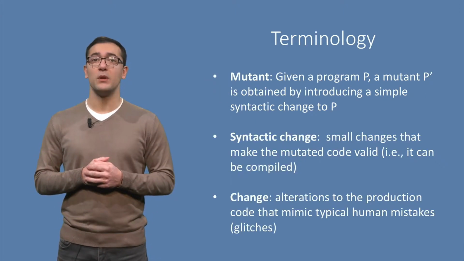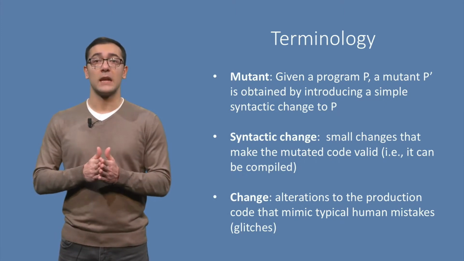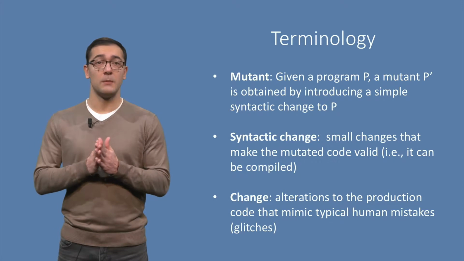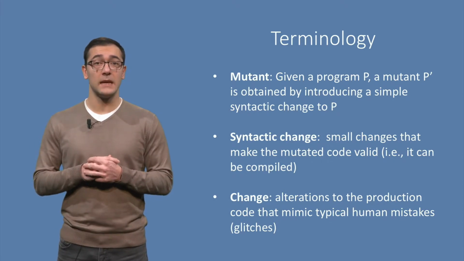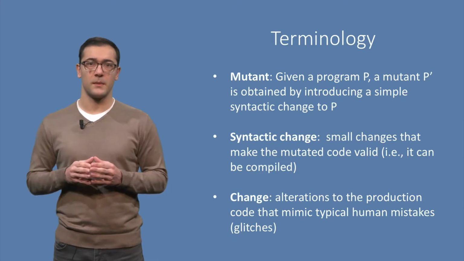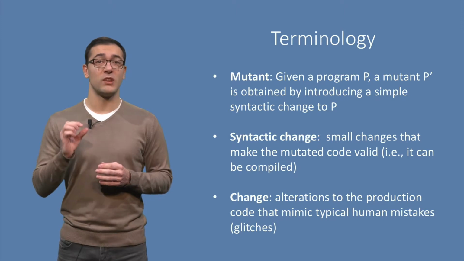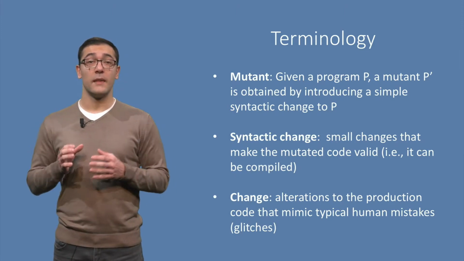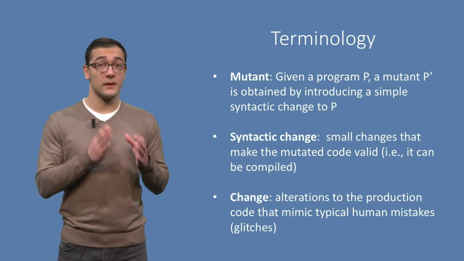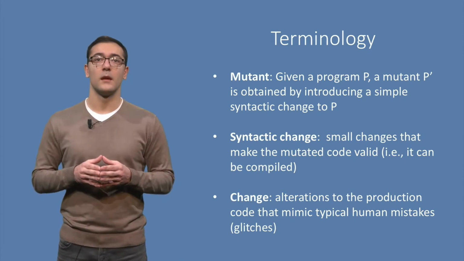Therefore, a mutant is typically defined as follows. Given a program P, a mutant P' is obtained by introducing a simple syntactic change to the program. Here, a syntactic change is a small change to the production code that makes the mutated code still valid. In other words, the code should be compilable.